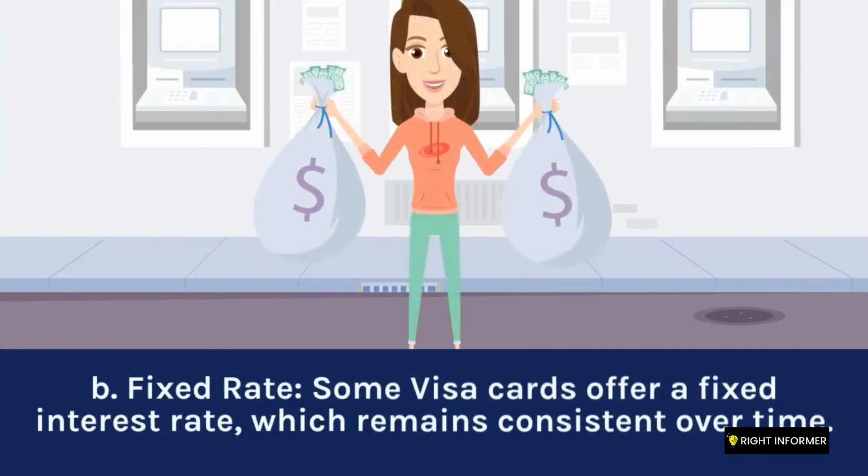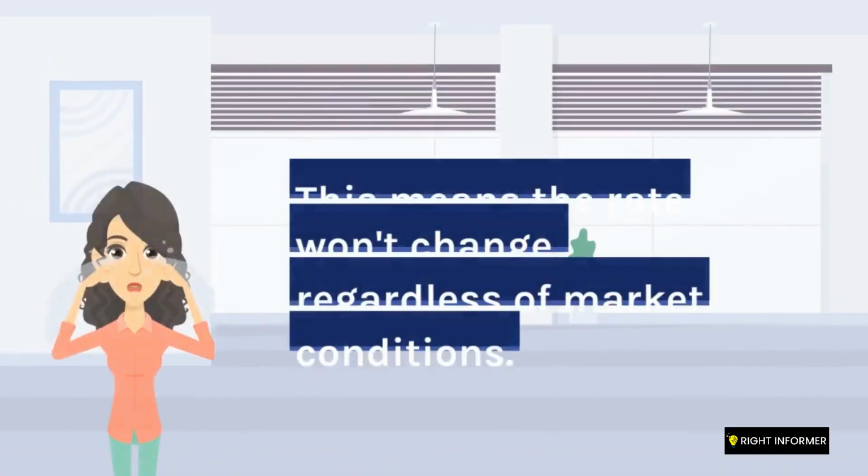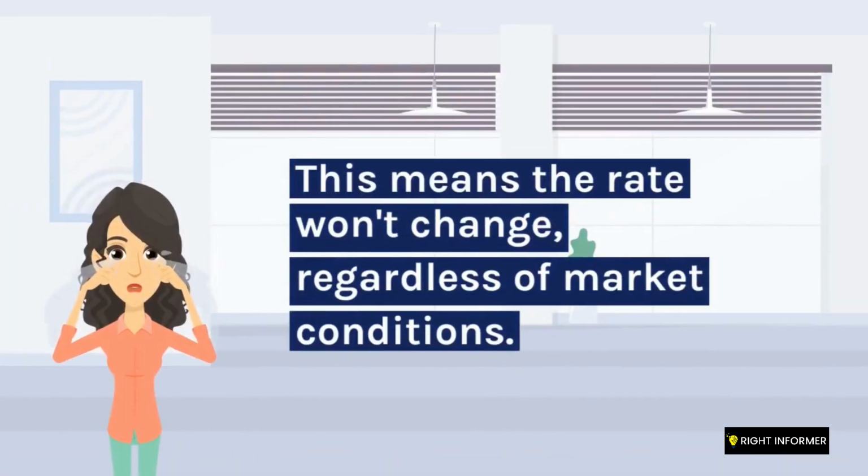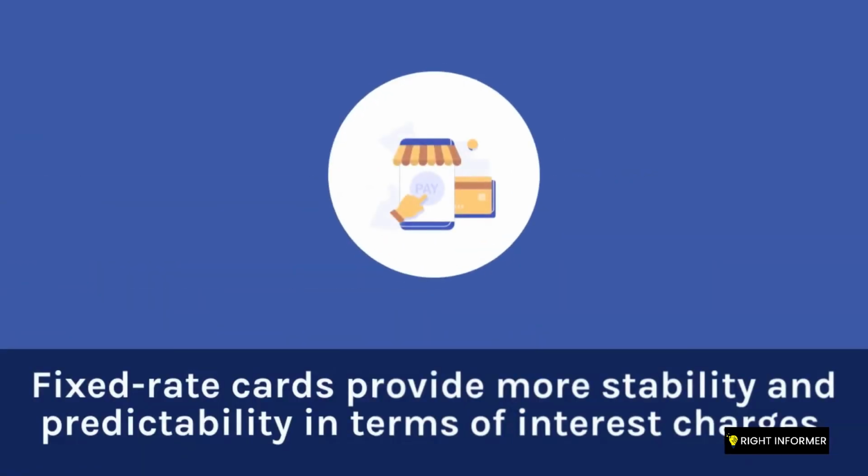B. Fixed rate. Some Visa cards offer a fixed interest rate, which remains consistent over time. This means the rate won't change, regardless of market conditions. Fixed rate cards provide more stability and predictability in terms of interest charges.